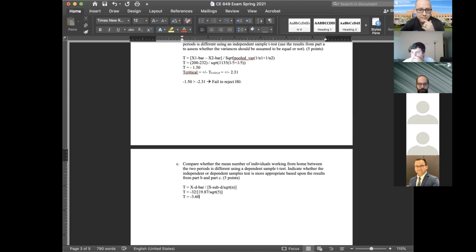Now, just qualitatively, that's much larger than the negative 1.5 we had calculated previously. And so what does that suggest to us? Anybody? Does it suggest that the paired test is the more appropriate of the two?